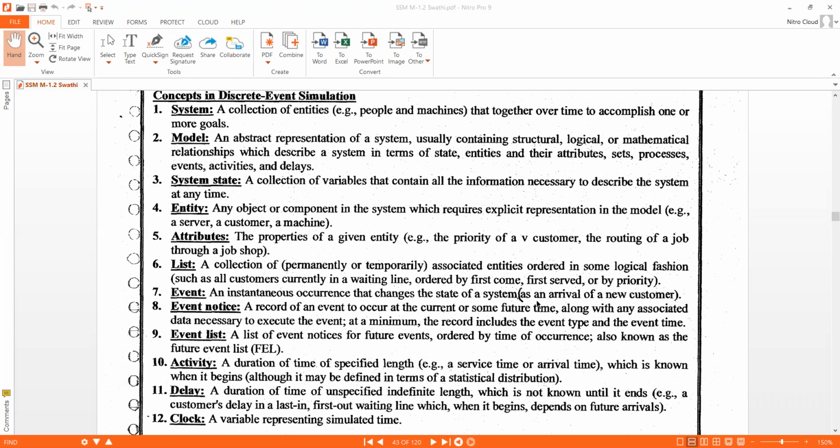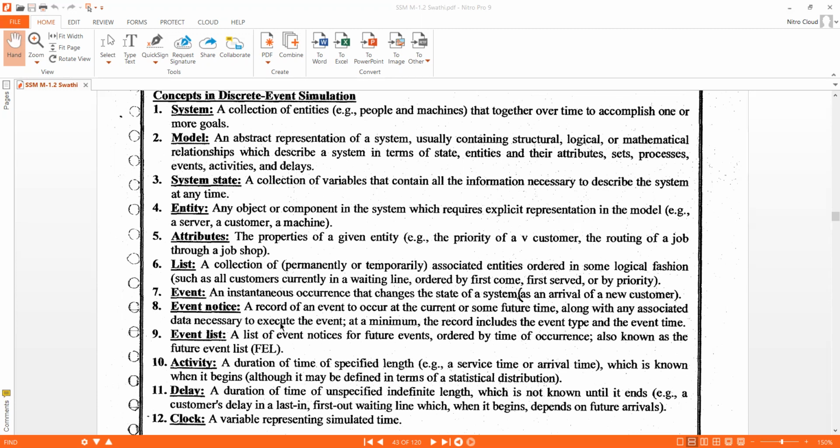A system may be in the ready state, and because of some event the system will move from the ready state to the running state. The system may need some resources, and because of that waiting for a resource, the system will change its state from running to waiting state. An instantaneous occurrence that changes the state of a system is called an event.